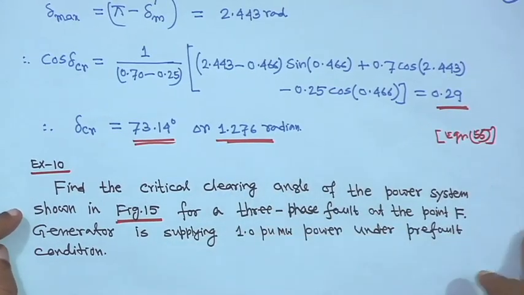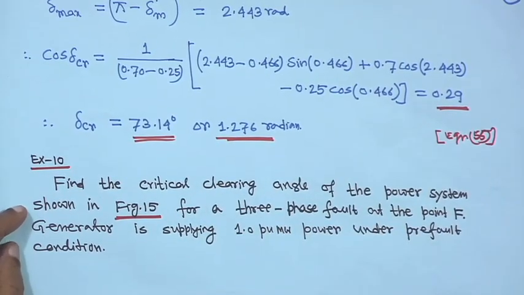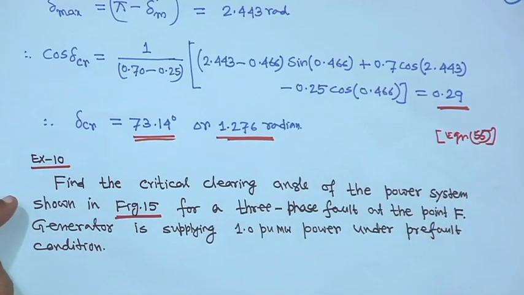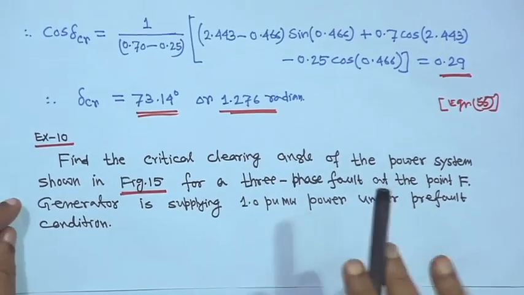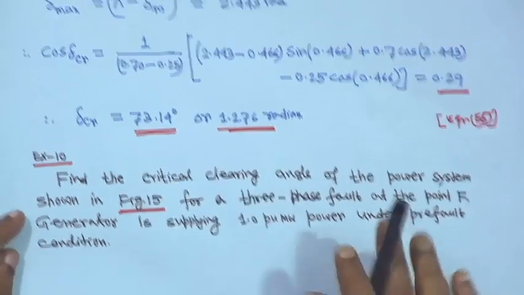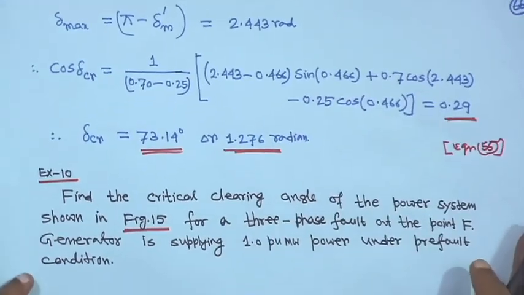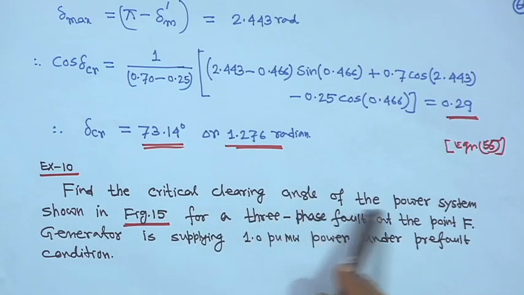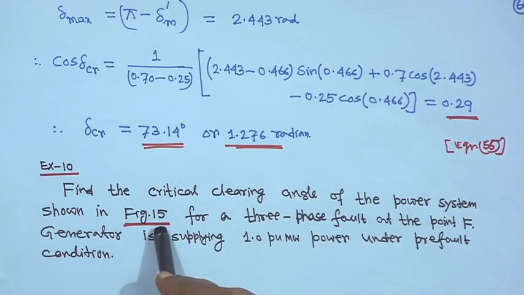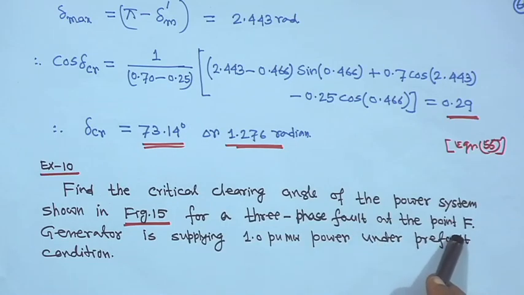Now, another one. Among all, this one is the easiest one, but you need the star delta transformation. Now, I will show you the figure. I hope you have understood how to find the critical clearing angle or critical clearing time. Now, this is another example, a double circuit line. Find the critical clearing angle of the power system shown in figure 15, for a 3-phase fault on the line. I will show you the diagram.